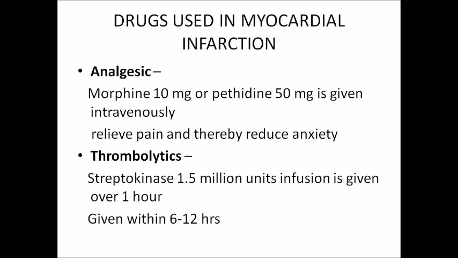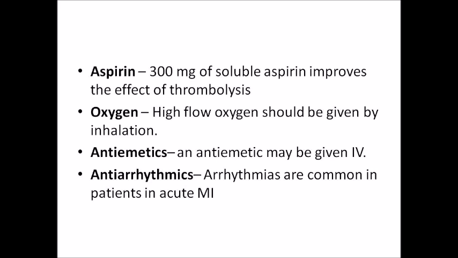I want you to be also aware about the drugs that should be given in MI. So in MI, the patient is going to experience severe unbearable pain. Therefore, you have to give an analgesic like 10 milligram morphine or pethidine intravenously. So this relieves the pain and reduces the anxiety of the patient. Next, any thrombolytic like streptokinase has to be given. We can also give aspirin. 300 milligram of aspirin can be given. This is also to effect thrombolysis.